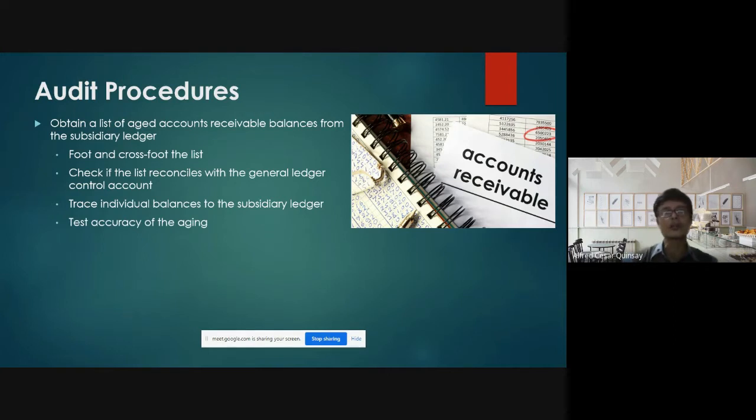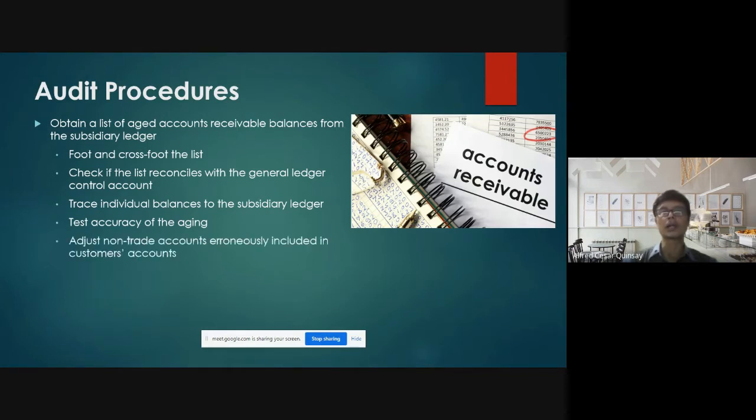Test accuracy of the aging of receivables. So, yan, tinitignan natin kasi yung aging represents the length of time that the receivables have not yet been collected. No? Okay, yung mga accuracy nito. No?